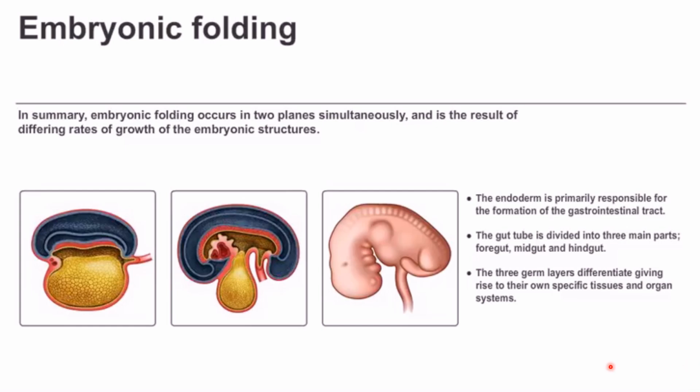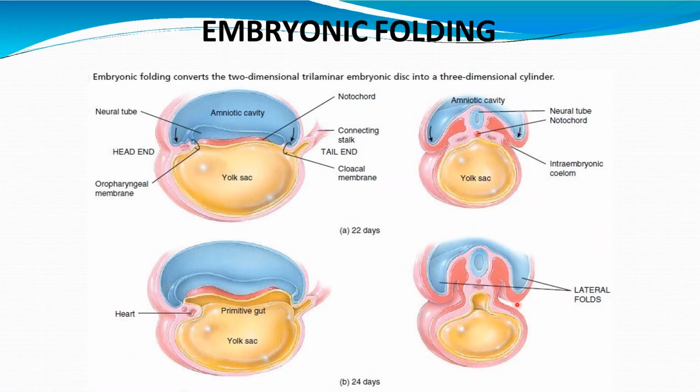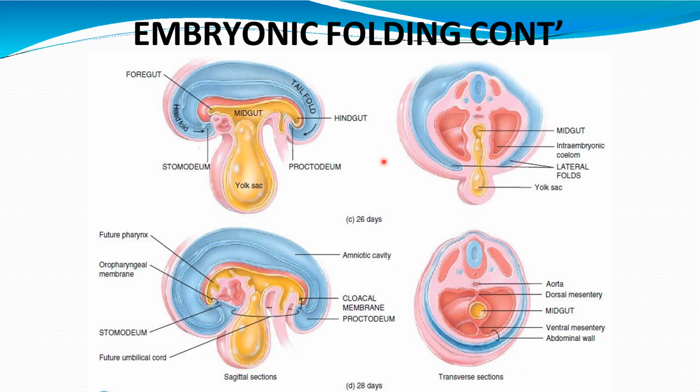Okay, so that's what we need to understand. In summary, embryonic folding occurs in 2 planes simultaneously and is a result of differentiating rates of growth of the embryonic structures. They will have the ectoderm, which is primarily responsible for formation of the gastrointestinal tract. Then the gut tube is divided into 3 main parts: the foregut, the midgut, and hindgut. Then the 3 germ cell layers differentiate, giving rise to their own specific tissues and the organ systems. So this was what we are talking about in embryonic folding.